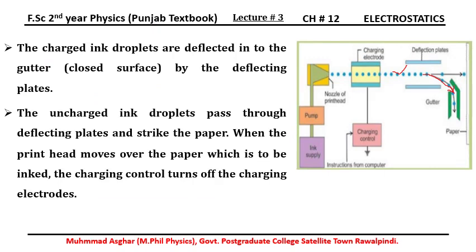The remaining uncharged ink droplets pass through the deflecting plates and strike the paper. So when the print head has moved over the paper which is to be inked, the charging control turns off the charging electrodes.